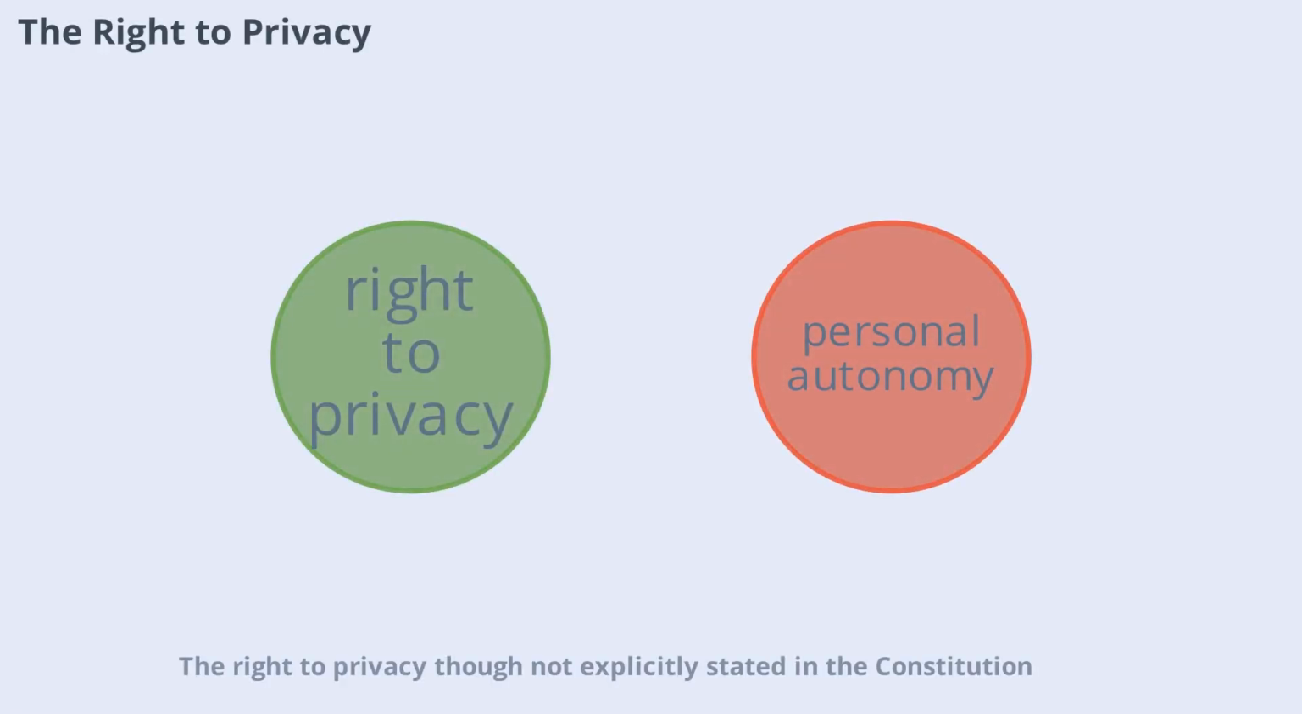The right to privacy, though not explicitly stated in the Constitution, has been recognized by the Supreme Court in cases like Roe v. Wade. This right underpins decisions about personal autonomy, including reproductive choices and family life. The court's interpretation of privacy continues to evolve, especially as new technologies raise questions about surveillance and data protection.